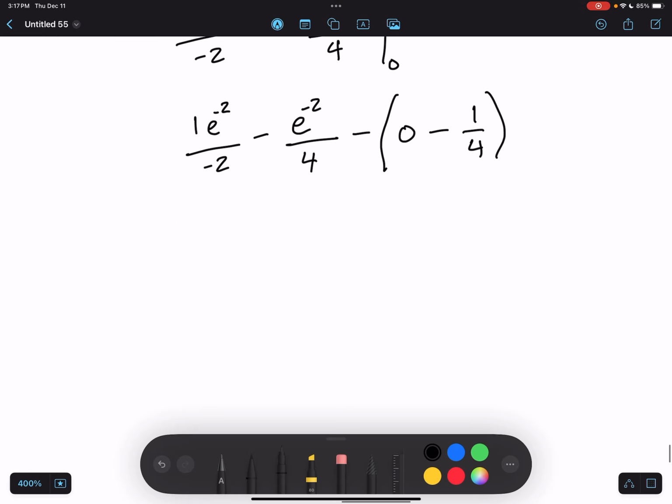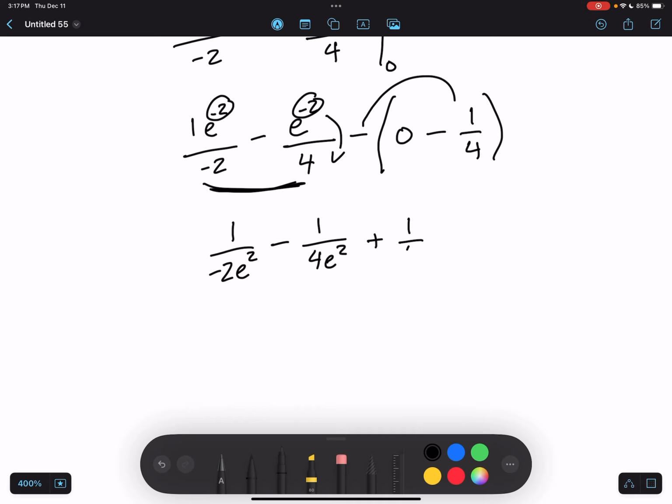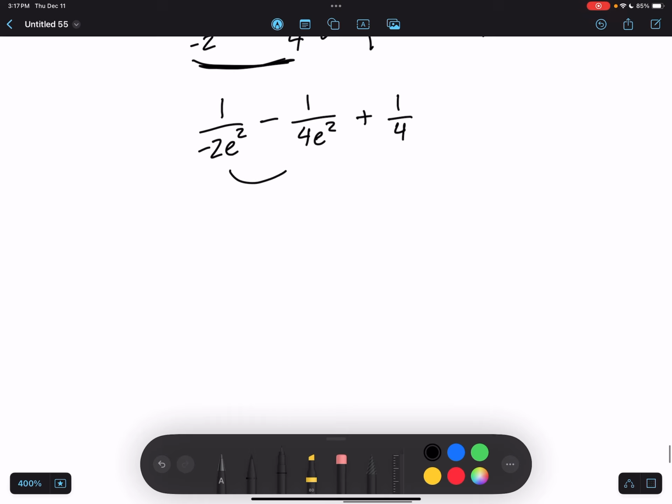Solving now, we will try and make these two have like denominators. So what we start off with is actually moving these negative 2's down to the bottom, so we'll have 1 over negative 2e squared minus 1 over 4e squared, and then we'll go ahead and distribute this. That will end up being plus 1/4. Now to make these like, we just have to multiply this one by 2, both on the top and on the bottom. And so what we'll have is 2 over negative 4e squared minus 1 over 4e squared plus 1/4.